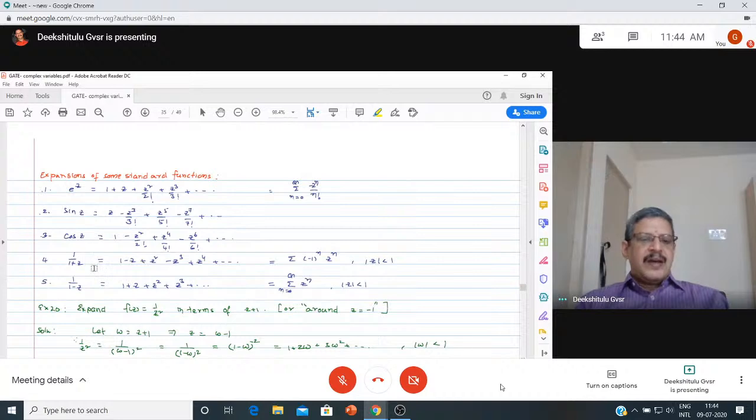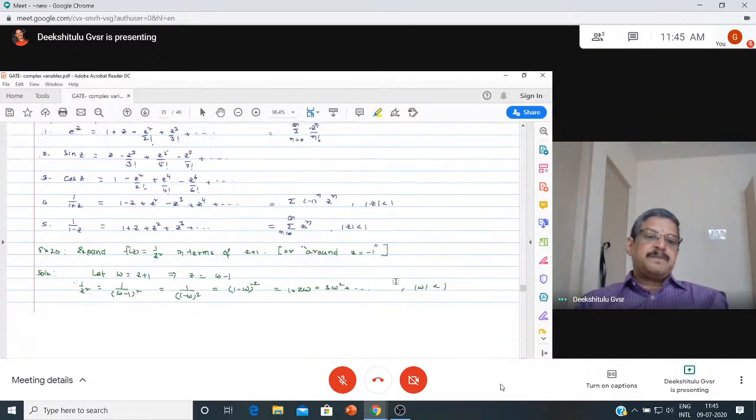1 by 1 plus z, or this is (1 plus z) whole inverse, is 1 minus z plus z square minus z cube plus z power 4, and so on and so forth, or else sigma (minus 1) power n z power n. This series is valid only when mod z is less than 1. So this is the region of convergence. And then 1 by 1 minus z is (1 minus z) power minus 1. Simply you can write it as 1 plus z plus z square, and so on and so forth. Or else the (minus 1) power is not there here. So simply sigma z power n for mod z less than 1. These two things are very important.